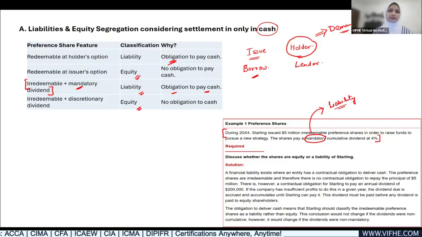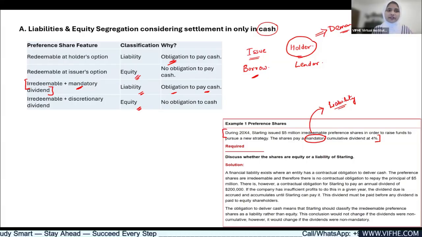So you must have learned at FR some default treatments, because from a syllabus perspective, ACCA didn't want to complicate things. But in the real world, and SBR will try to replicate real world scenarios, it's not that if it's preference shares, it will have mandatory dividends only along with it. That's not the reality. It will be a mix.